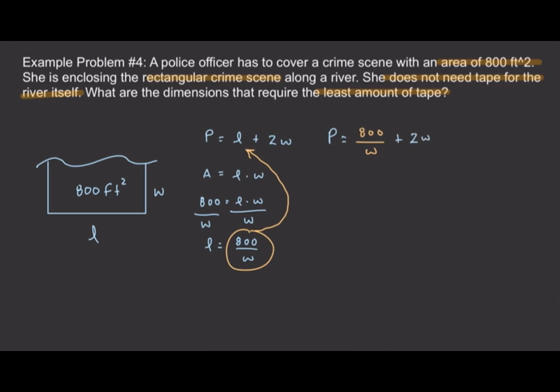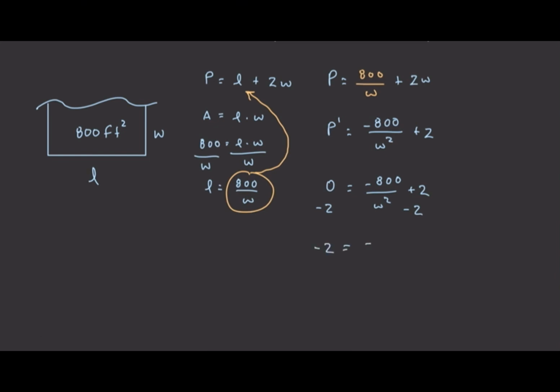Now we can take the derivative and set it equal to 0. By taking the derivative, we get negative 800 divided by W squared plus 2. Let's set this equal to 0 and solve for width. We'll start by subtracting 2. We need to get W squared out of the denominator, so let's multiply both sides by width squared.